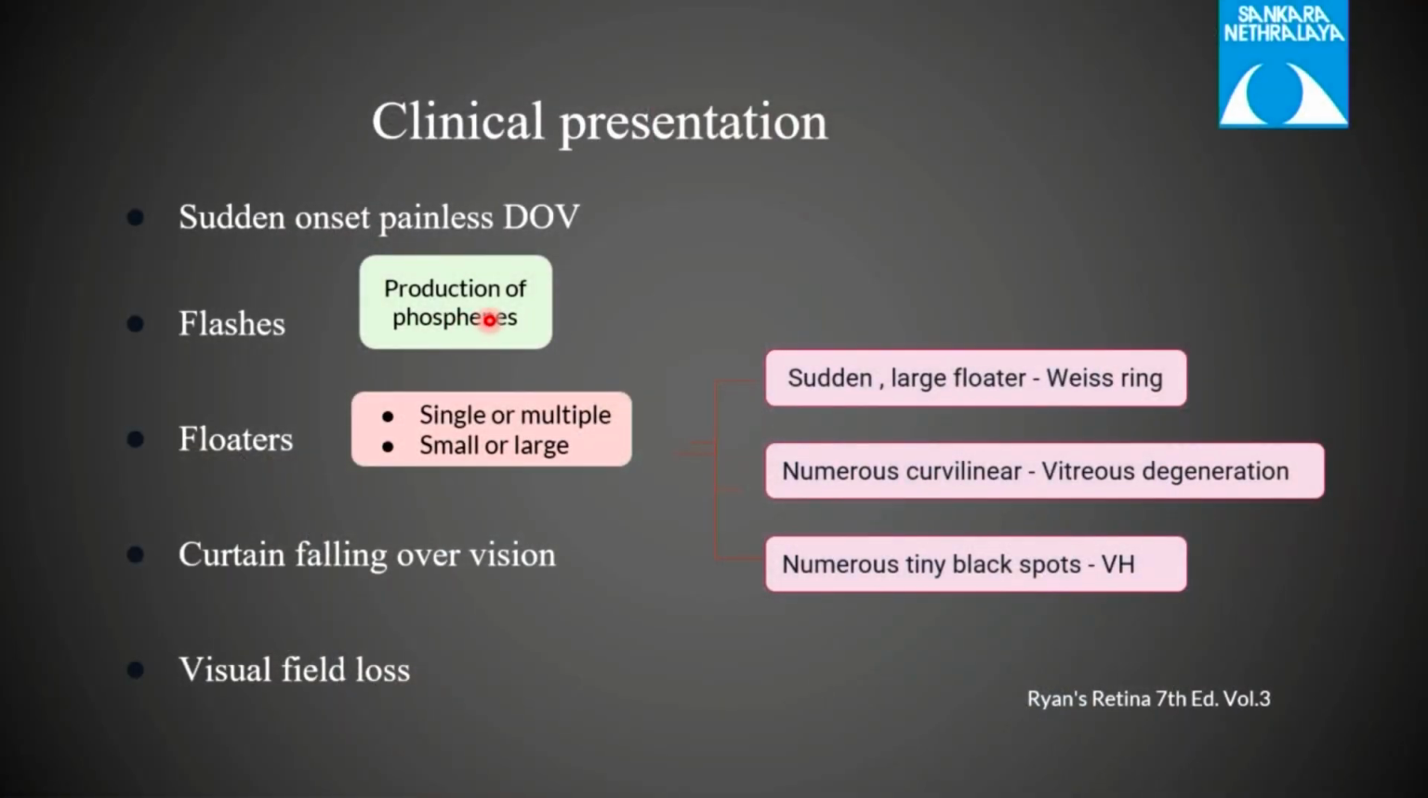Then next, complaints of flashes, which are because of the production of fast beams, and floaters. The floaters may be either single or multiple, small or large, so it can give some clue to the diagnosis. If the patient complains of a sudden and large floater, it may be posterior vitreous detachment, where we can see the Weiss ring in IDO. If there are numerous curvilinear floaters, then that may be vitreous degeneration. If there are numerous tiny black spots, then it's a vitreous hemorrhage. These are textbook definitions, but not always; they can be interchangeable as well. Then other complaints may be curtain falling over the vision and visual field loss.